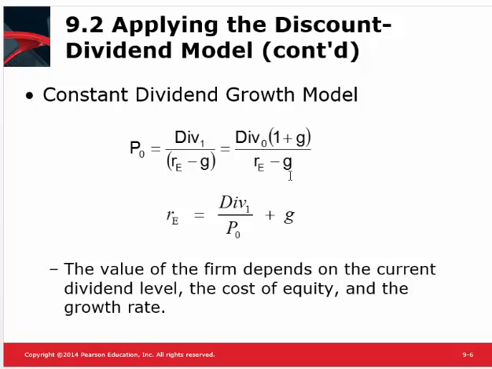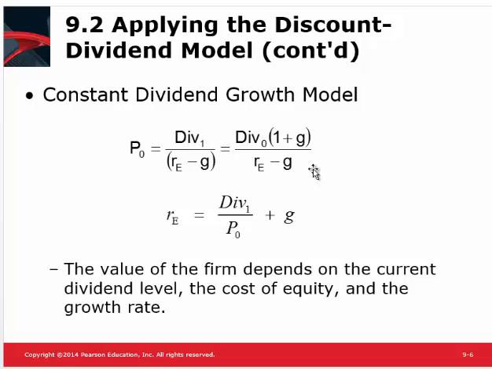It's fixed. So now, if you know today's dividend, you know what next year's dividend is. If today's is $1 and you say that the growth rate of dividends is 6%, next year's is $1.06. The year after that's $1.12, and so on and so forth.